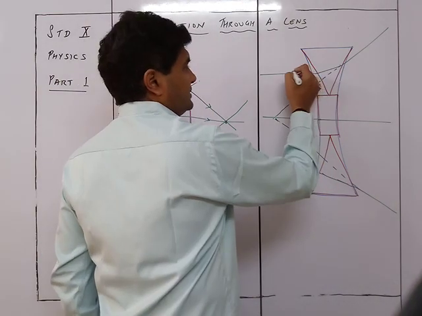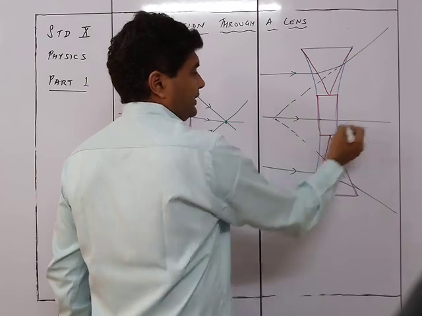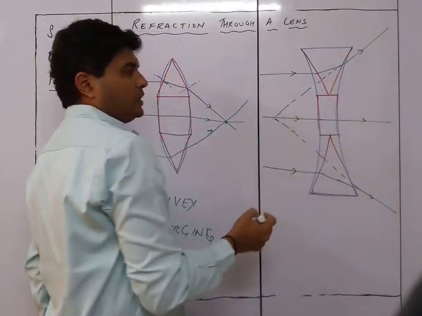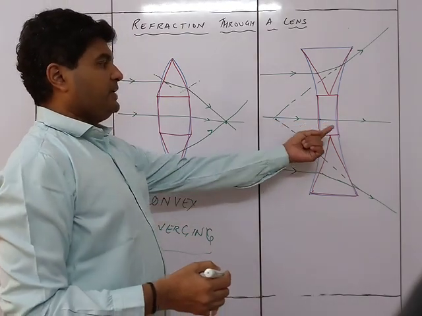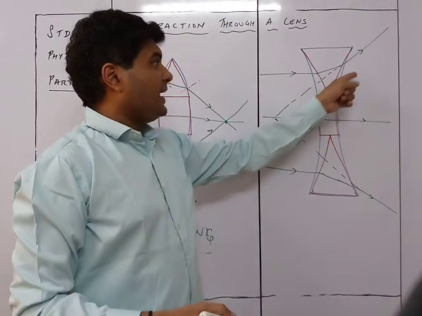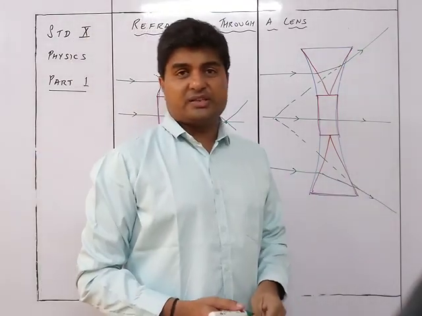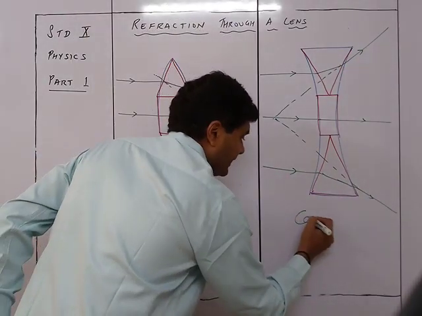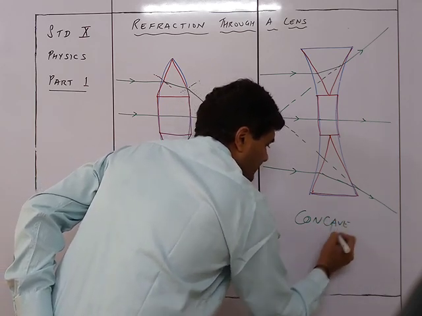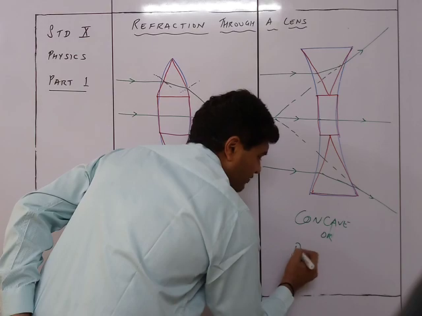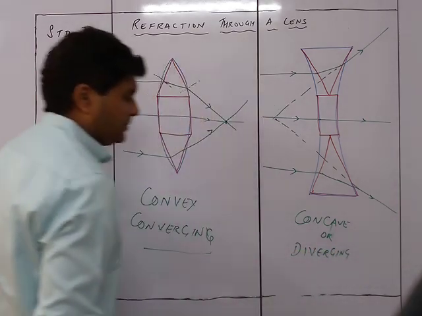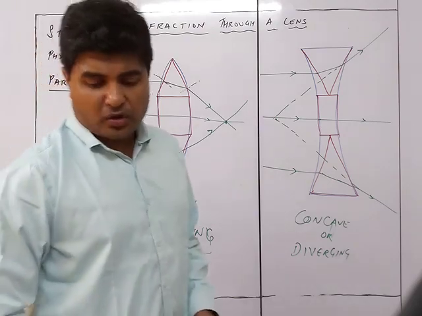Okay, so this is the direction in which the rays are going to go, but they can be considered to be coming from a point behind this particular lens. Hence, you can see that all the rays are diverging. So that's why we say it is a concave lens, or a diverging lens. Okay, got the meaning of why it is called diverging and why it is called converging.